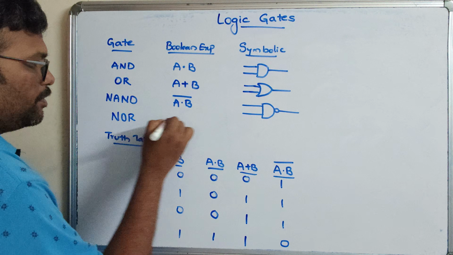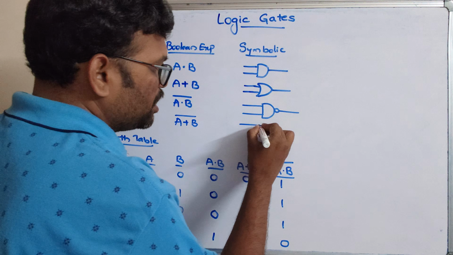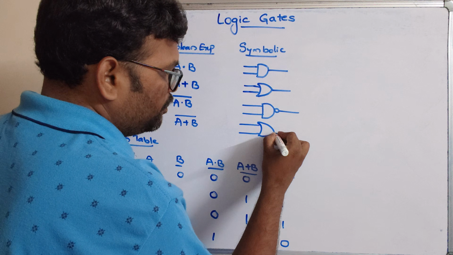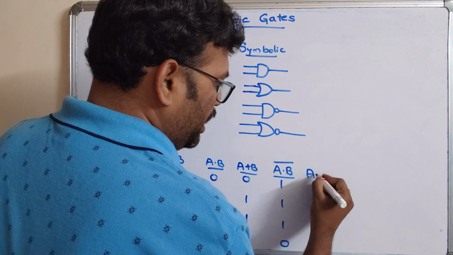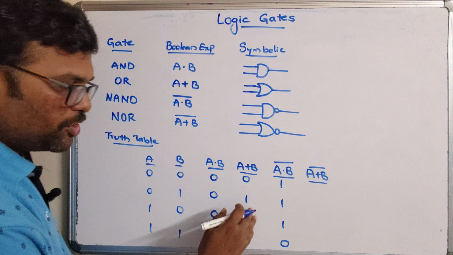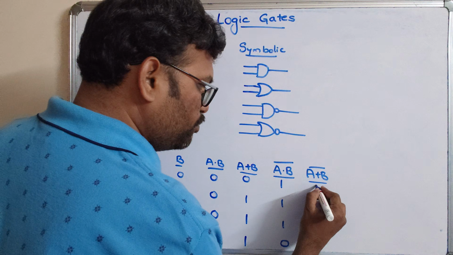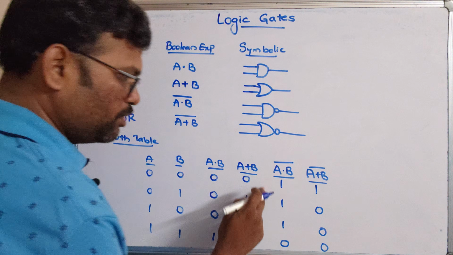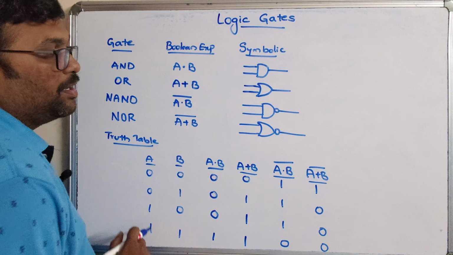NOR, which is (A plus B) bar. So this is also a similar representation, with two inputs. So we'll take this OR shape and give a small circle here. So now (A plus B) bar, which is quite opposite to A plus B. So if both are false, then it will be true. So here it is 0, 0 and the output is 1. So it is the opposite of A plus B.